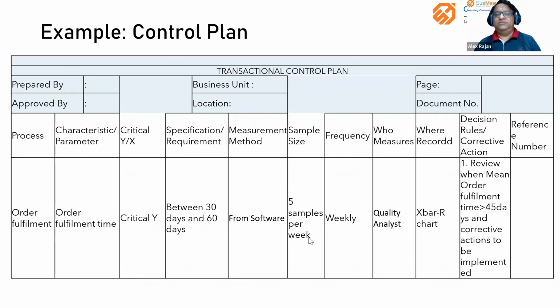So we are saying 5 samples per week are to be collected weekly by the quality analyst, who should use an X bar R chart. And when the order fulfillment time is more than 45 days, a corrective action needs to be implemented in the process. So this is how a control plan helps us. When we give it to a process owner, the head of the department, we close the project and say that this is how the sustainment needs to happen in the process. So that is the control plan. The control plan gives how a process needs to be monitored over a period of time.